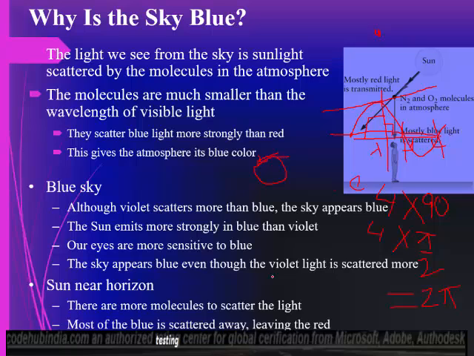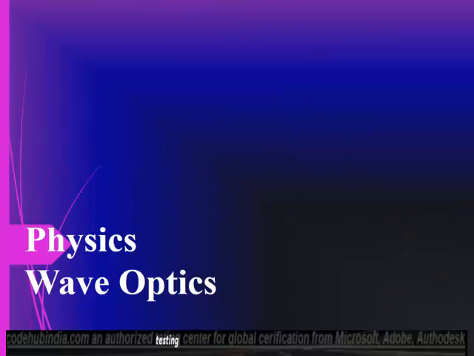There are more molecules to scatter the light. Most of the blue is scattered away, leaving the red. That is the reason for the red color at sunset time and sunrise time.